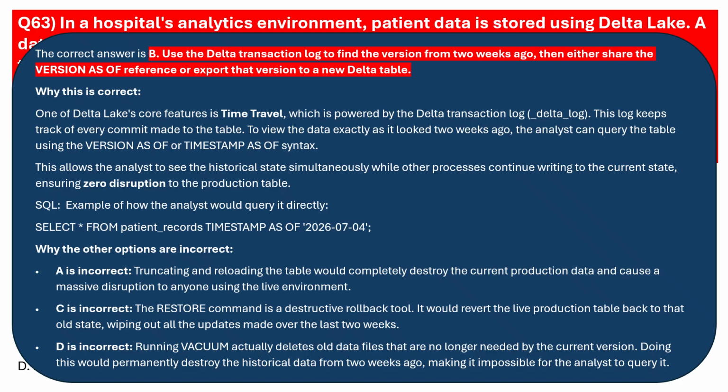Why the other options are incorrect. A is incorrect. Truncating and reloading the table will completely destroy the current production data and cause a massive disruption to anyone using the live environment.